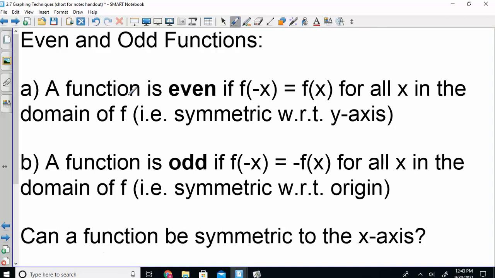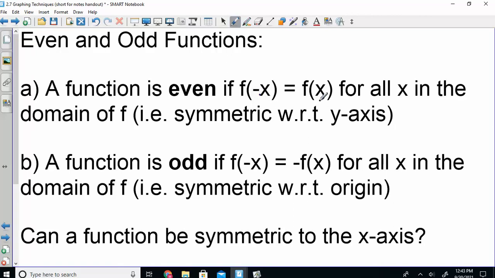All right, let's check from a graph, make sure we know how to look at a graph and check symmetry. And also, some terms that we might use instead. We talked about in terms of functions, even and odd. Even is the same thing as symmetric to the y-axis.